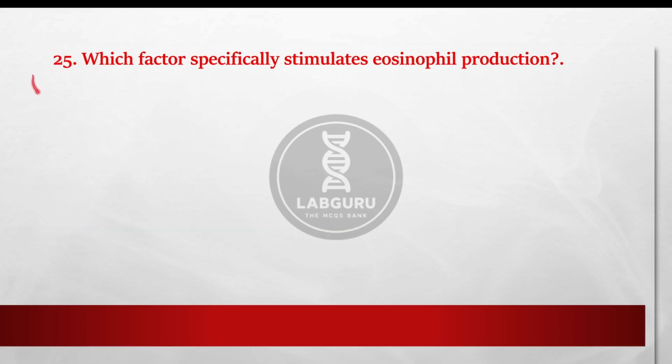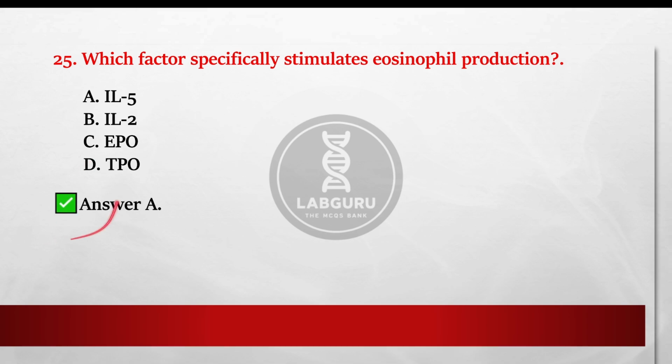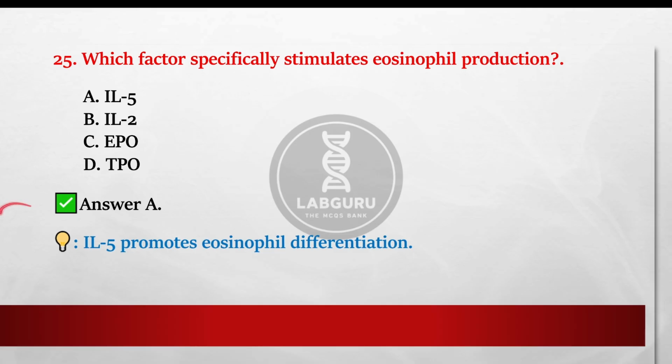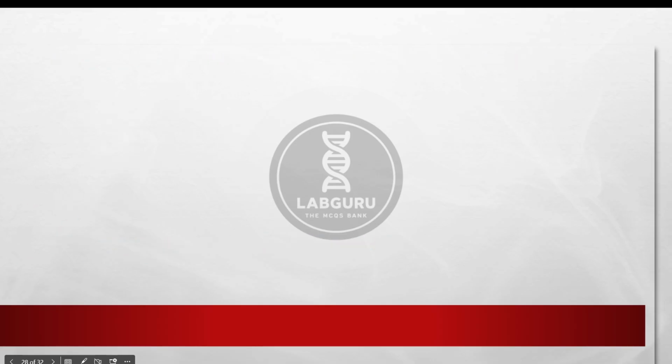Question number 25. Which factor specifically stimulates eosinophil production? Here the options are option A interleukin 5, interleukin 2, erythropoietin, and thrombopoietin. So here the right answer is option A, that is interleukin 5. Interleukin 5 promotes eosinophil differentiation.